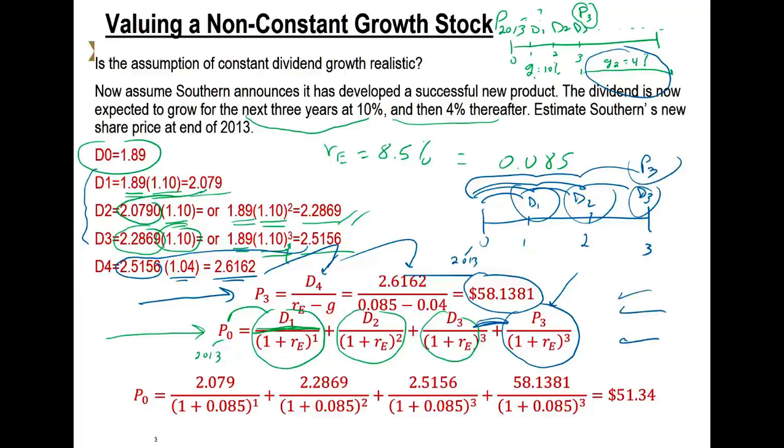And when I crunch the numbers, when I put these numbers into the formula, you end up with $51.34. So how much is this stock worth to you today? It's worth $51.34. That $51 is the present value of all expected payments.